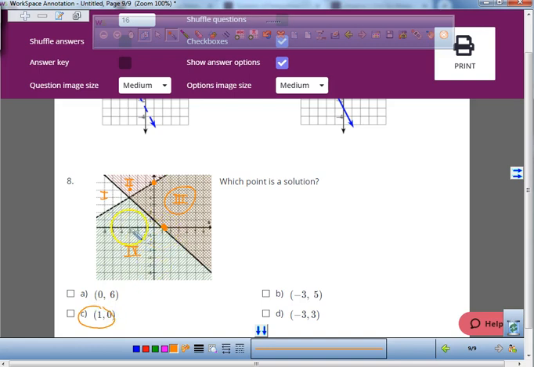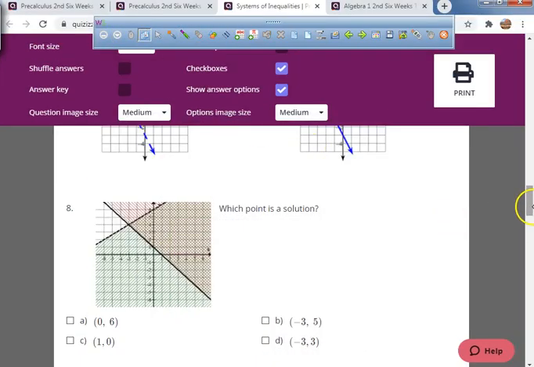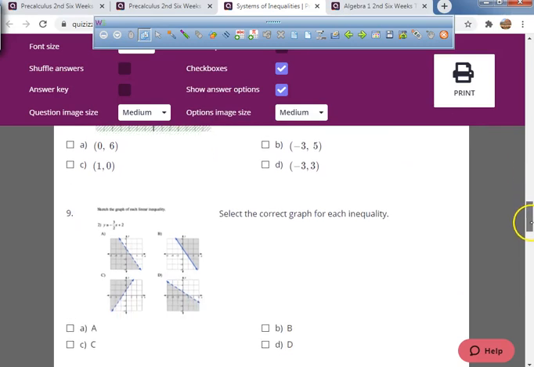Then we have what? (-3, 3), which puts us right there. So what did I warn everybody of? I said, you're going to see this. What's the only thing that's going to be different? The ordered pairs. So you've got to figure out which one is a solution, which one is not a solution. Okay? All right.